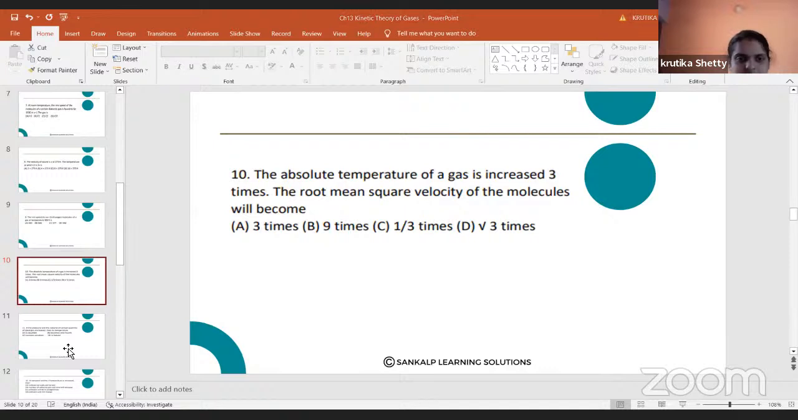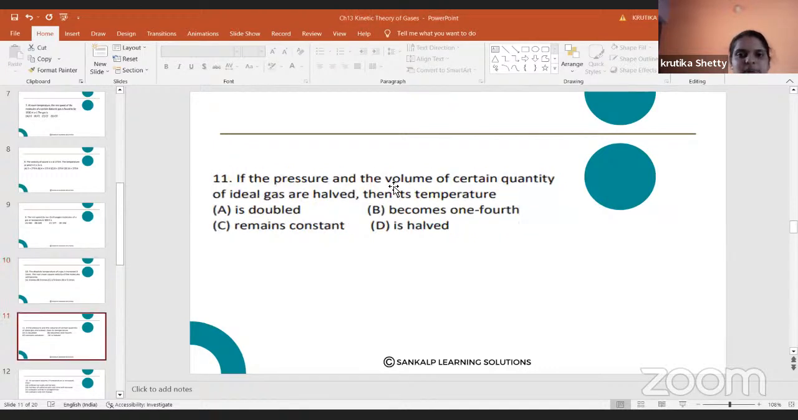Option A is right. Then the next question is, if the pressure and the volume of a certain quantity of ideal gas is half, then its temperature. So pressure and volume are reducing to half value. What happens to its temperature? Soumya is telling it is doubling. Some are telling it as B. Yes, it is B only.